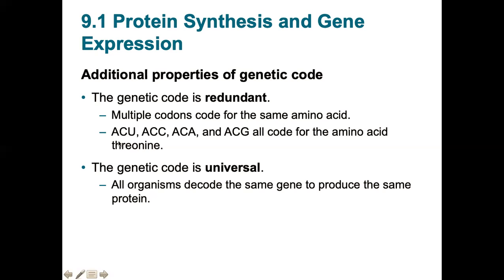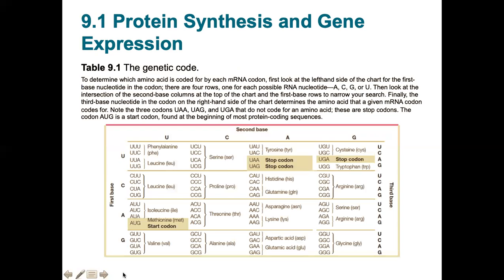And what is important about this, and let's see if this table helps. Yeah. So it's not always perfect that 4 will code for one, over here. You can have 2 that will code for 1, over here it's 2. But what's important about the fact that this is redundant, it's called the wobble effect.